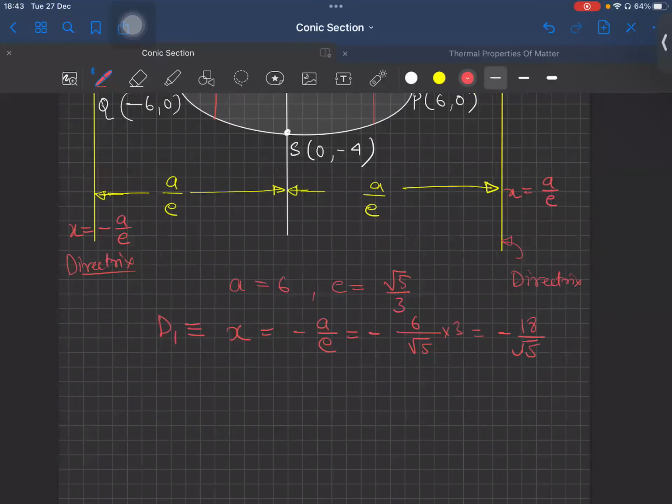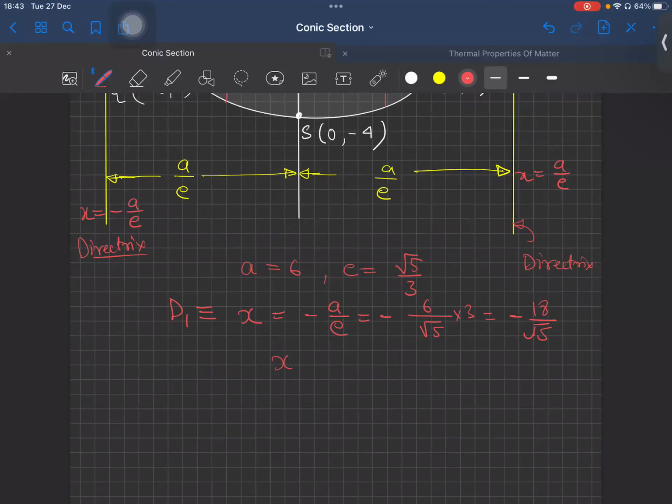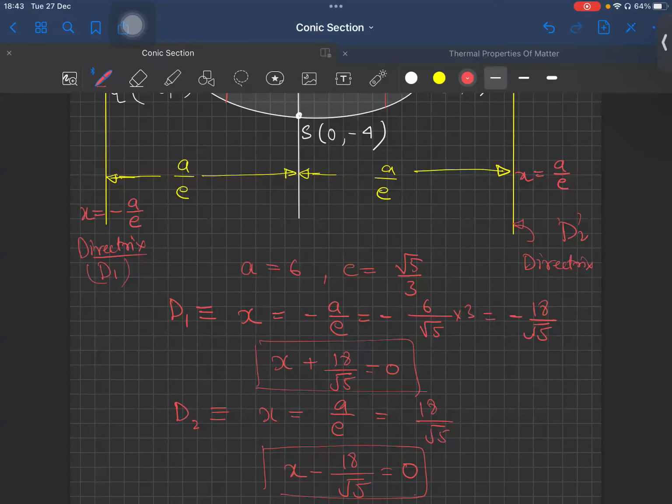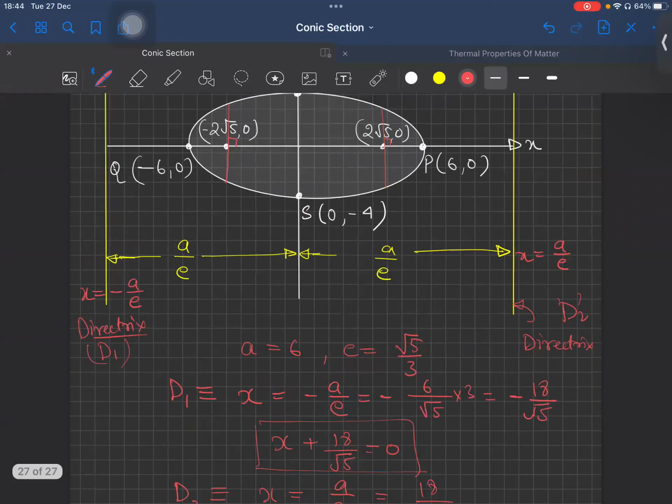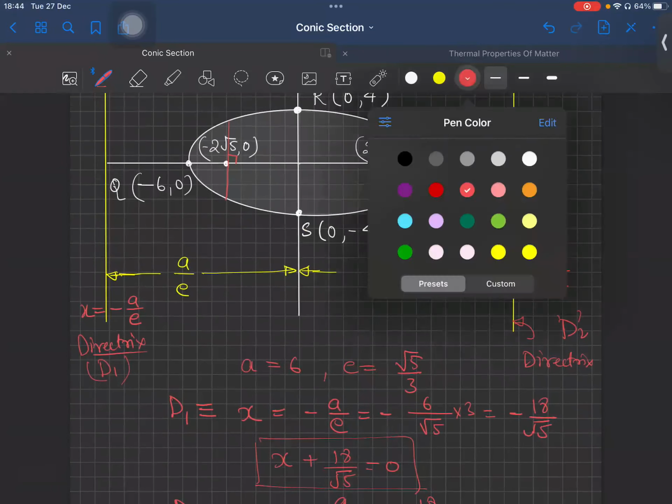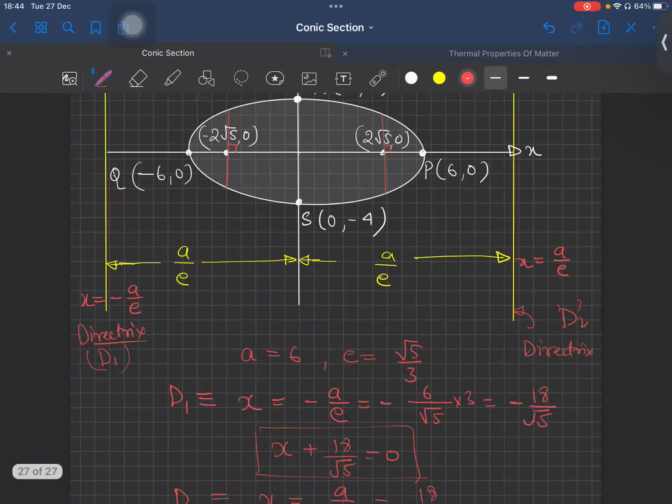Okay, and that means the equation of directrix 1, this is d1, will be x plus 18 upon root 5 is equal to 0. Equation of second directrix, let's say this is d2. So d2 is x is equal to a upon e, which is 18 upon root 5. So x minus 18 upon root 5 is equal to 0. Okay, understood? We'll discuss latus rectum, but first, did you understand this directrix or not? Is directrix clear?